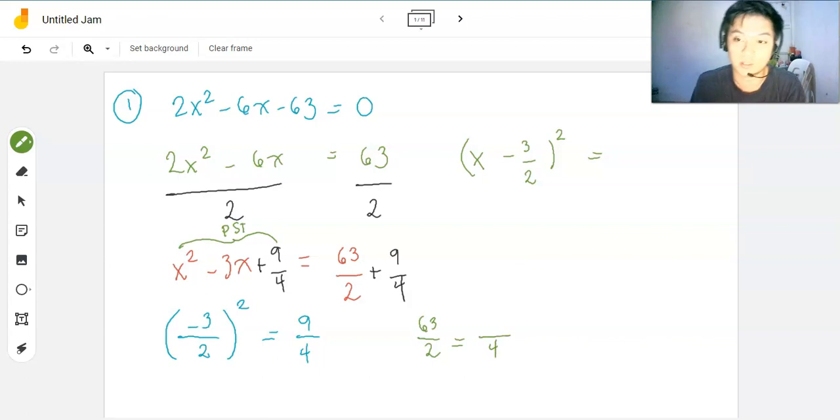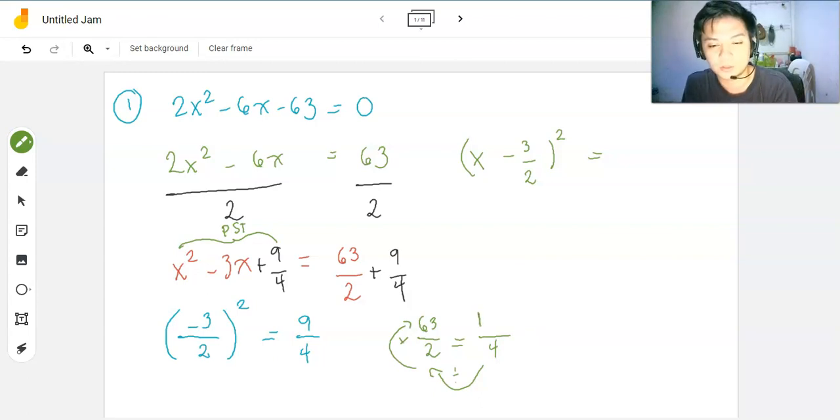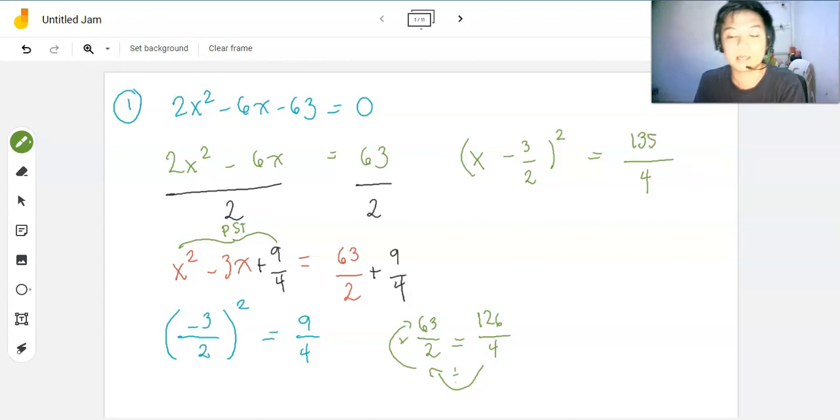63 over 2 will be renamed as a fraction whose denominator is 4. So what will be the process how to get the new numerator? So 4 divided by 2 is 2 times 63. So again, we show that 4 divided by 2 is 2, and then the result is multiplied by 63. So 2 times 63 is just 126. So what is 126 over 4 plus 9 over 4? Since they have the same denominator now, we will just copy that common denominator 4. Ayan. And then add the numerators lang. 9 plus 126 is 135. And then, we now have the form x squared equals k.